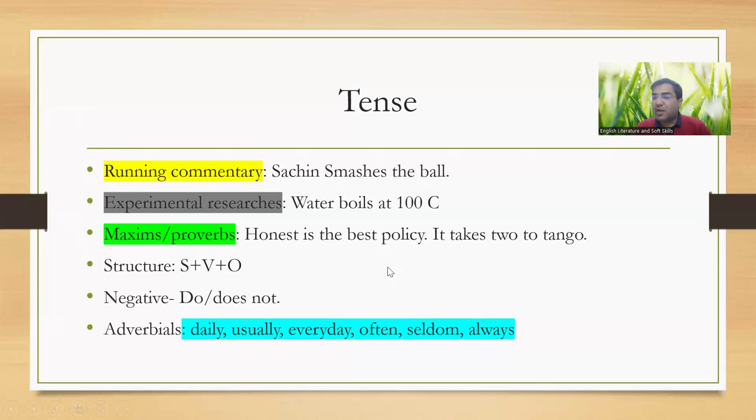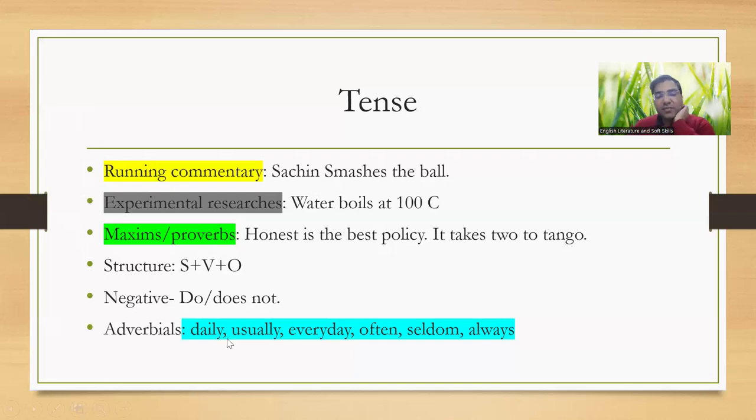So she does not write a letter. The negative of the sentence "she writes a letter" is "she does not write a letter," not "writes a letter." We do not put s or es when we are making it negative. Like, what is the negative of the second sentence? "She goes to school." The negative of "she goes to school" is "she does not go to school." We don't put es when we are making it negative. So please take care of this.